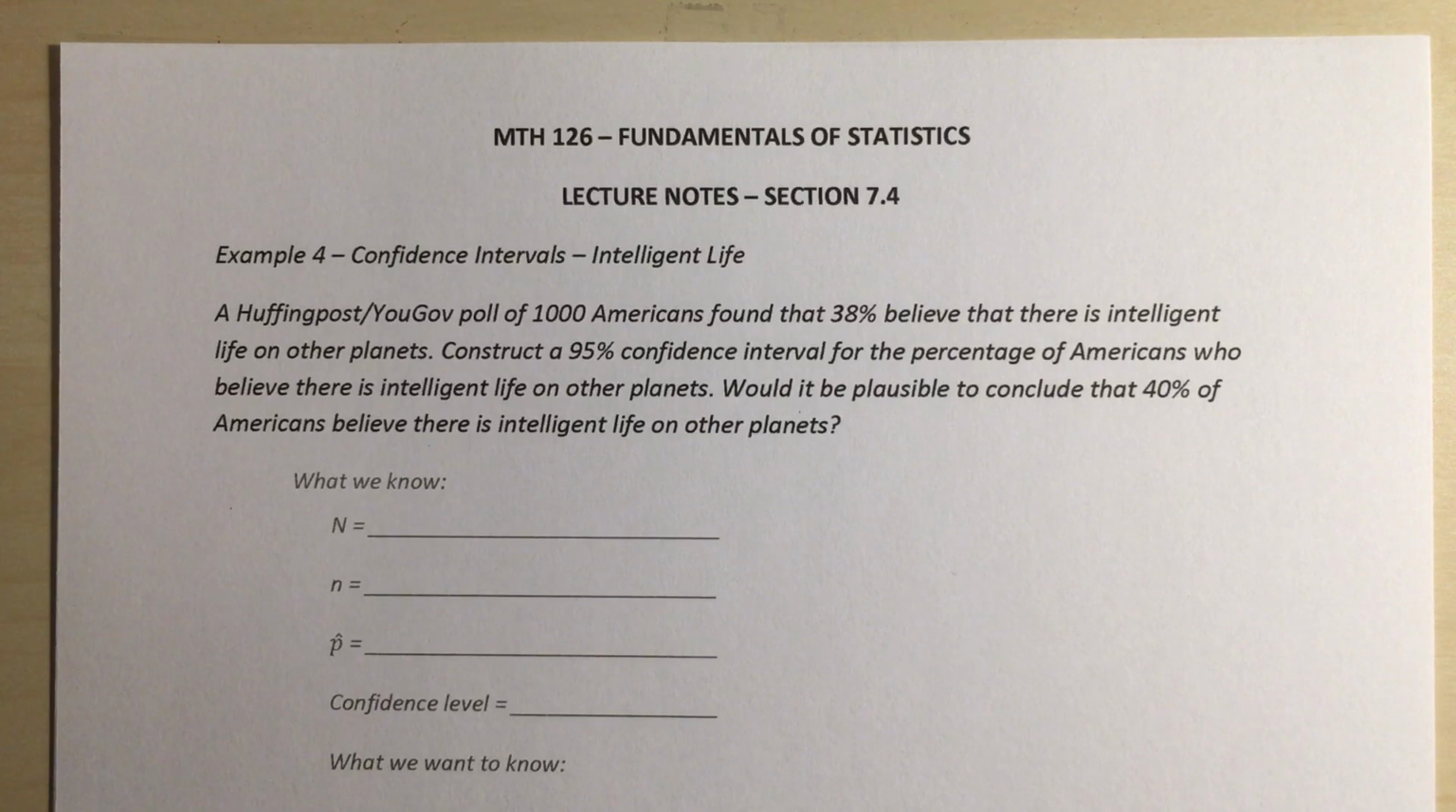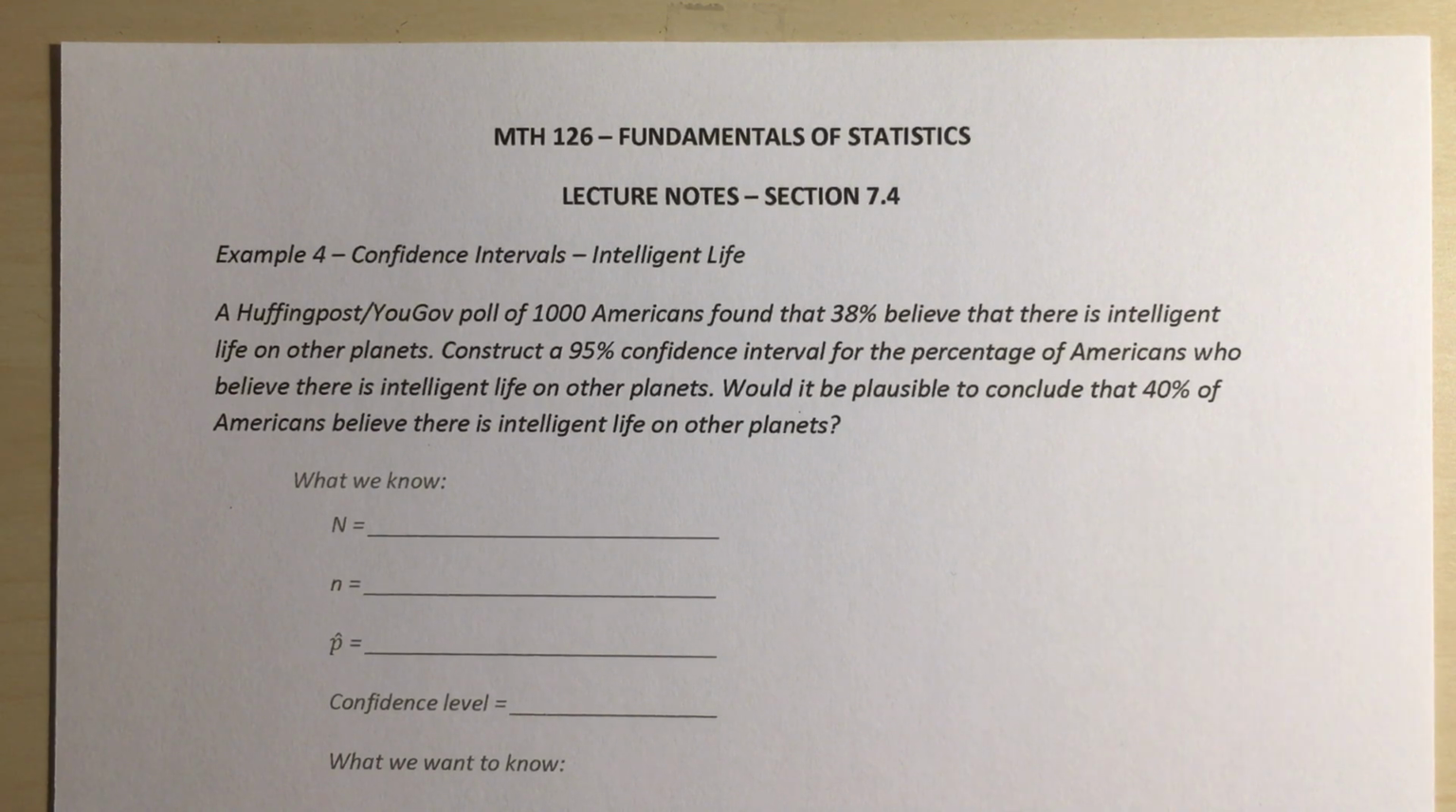So a Huffington Post YouGov poll of 1,000 Americans found that at least 38% believe that there is intelligent life on other planets. Construct a 95% confidence interval for the percentage of Americans who believe there is intelligent life on other planets. Would it be plausible, possible, likely, all synonyms of that word, to conclude that 40% of Americans believe there is intelligent life on other planets?